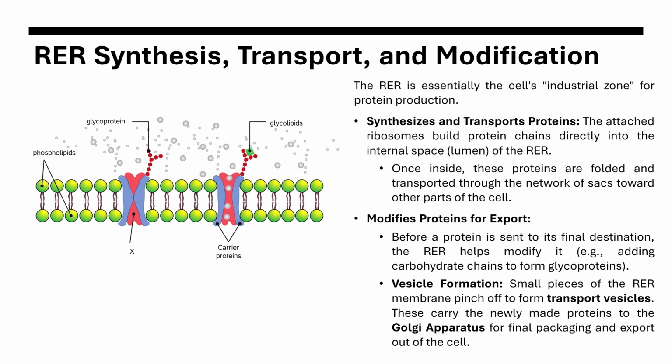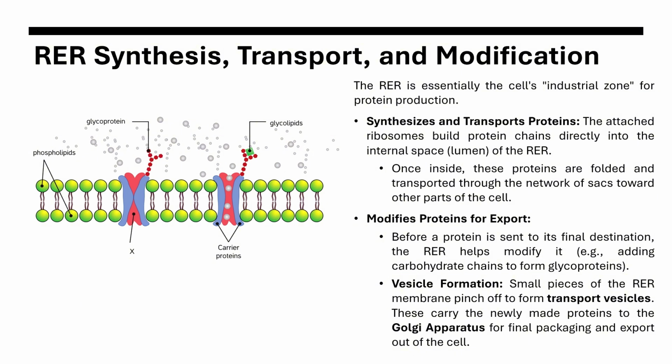As the attached ribosomes build protein chains, they feed them directly into the internal space of the rough endoplasmic reticulum, which is called the lumen. Once inside this protected hallway, the protein is away from the busy cytoplasm. Here it begins to fold into its specific 3D shape. The RER then acts as a conveyor belt, transporting these growing proteins through its network of sacs toward the next station.